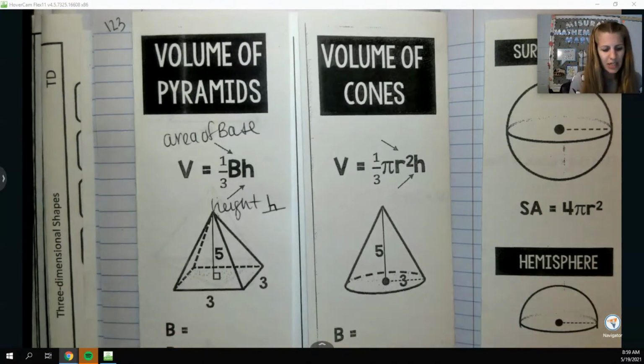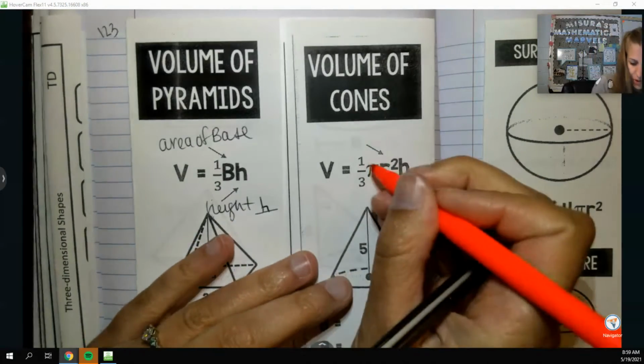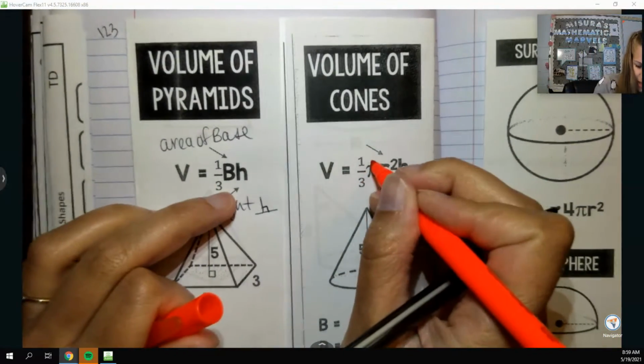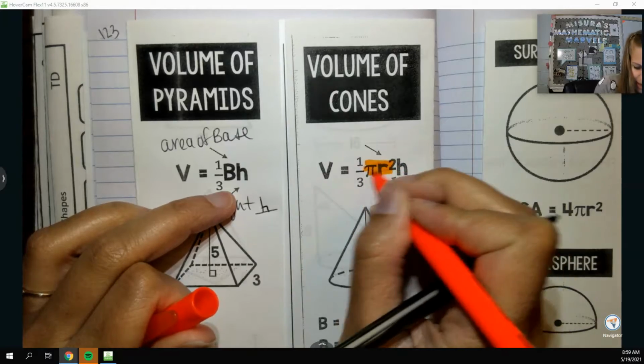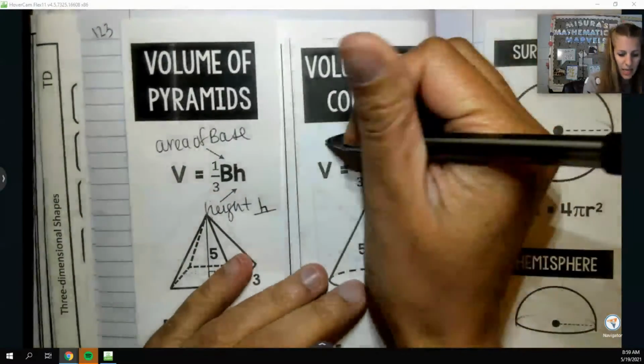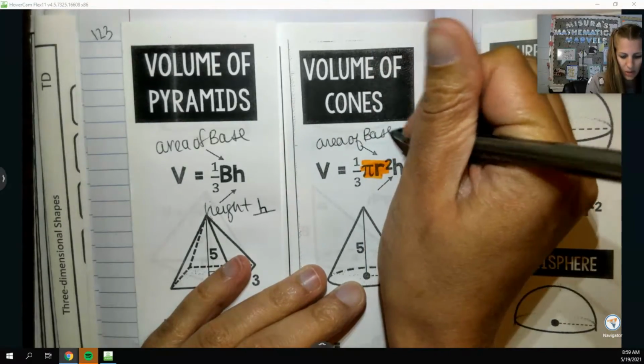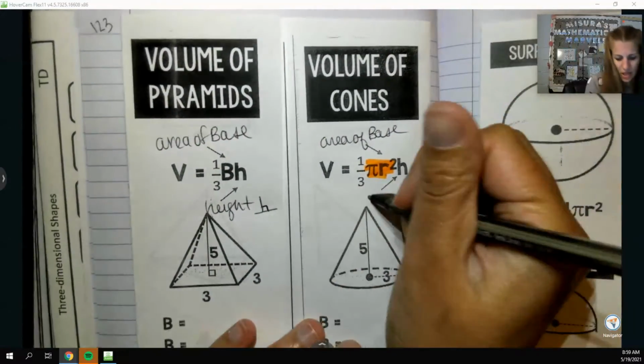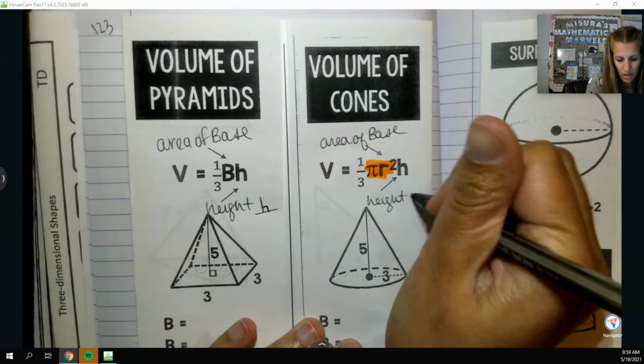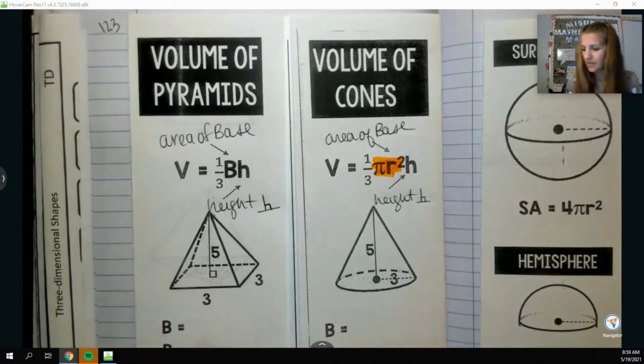And the same thing is true here. We still have this 1/3 here, and then the pi r squared is still the area of your base. It's just a specific base, a circular one. And then h is still height, which is still the perpendicular height.